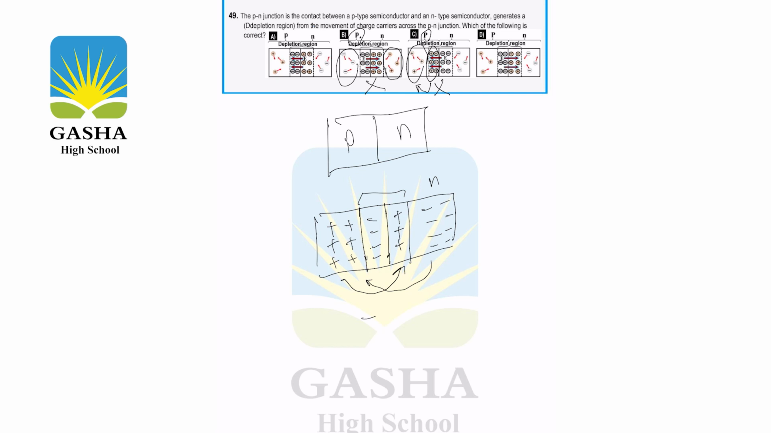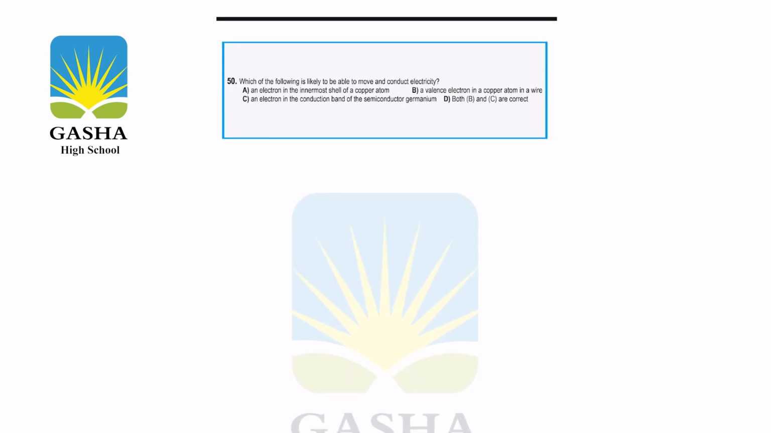So how do we know whether A or D is the correct answer? We have to know that the direction of the electric field is always from the positive side toward the negative side inside the depletion region. So that's the positive side and that's the negative side. So the direction of the electric field must be in this way. So that makes A the correct answer. So look at the direction of the electric field. So A will be the correct answer. So let's move on to the last question.